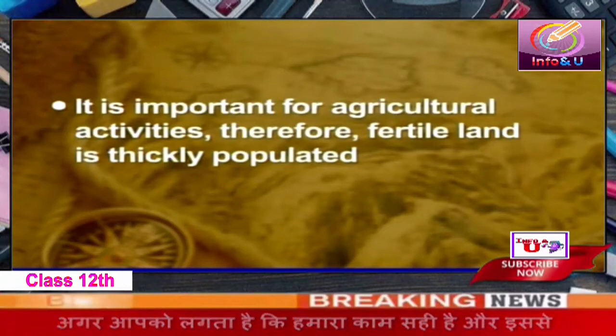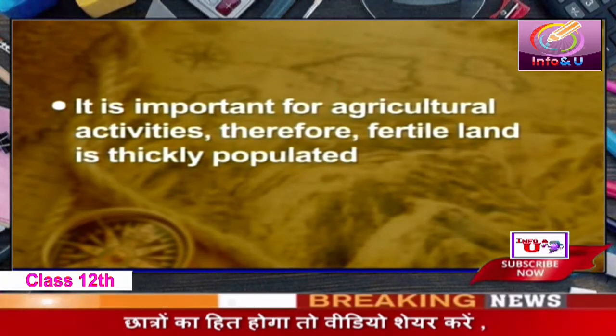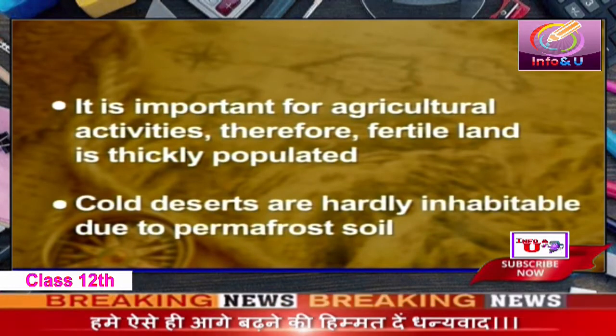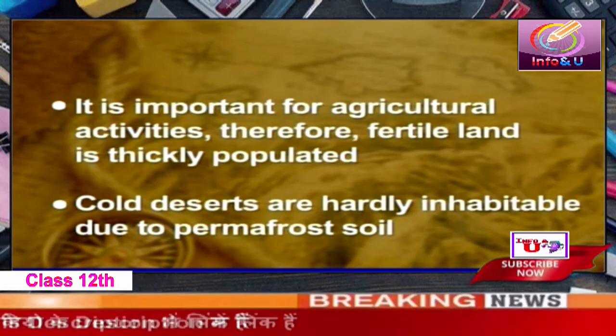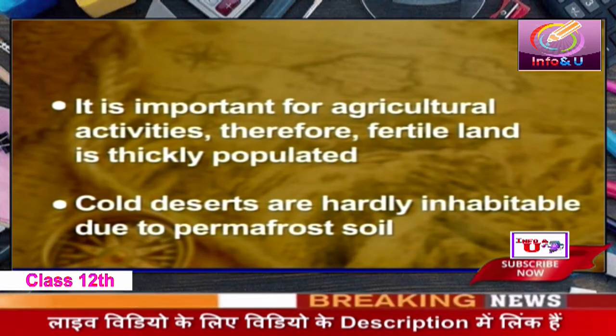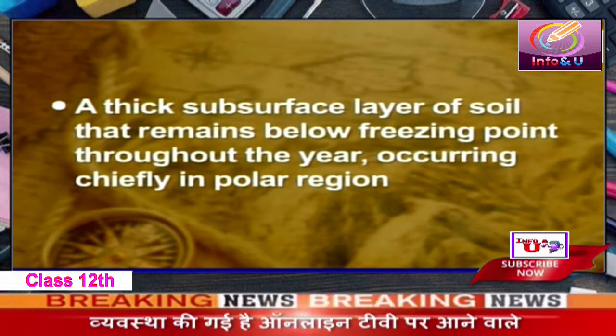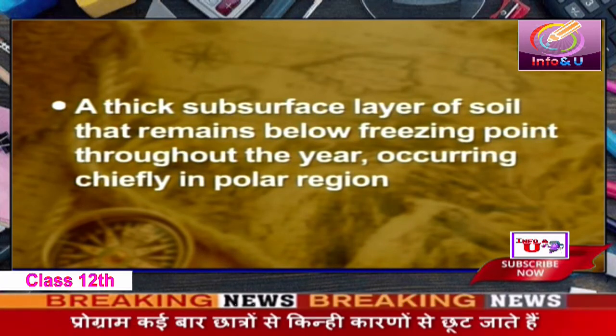Another very important factor affecting the distribution of population is soil. It is important for agricultural activities. Therefore, the fertile land is thickly populated. Cold deserts are hardly inhabitable due to permafrost soil. What is permafrost soil? A thick subsurface layer of soil that remains below freezing point throughout the year, occurring chiefly in polar regions, is permafrost soil. So, the regions of cold desert do not have a thick population.